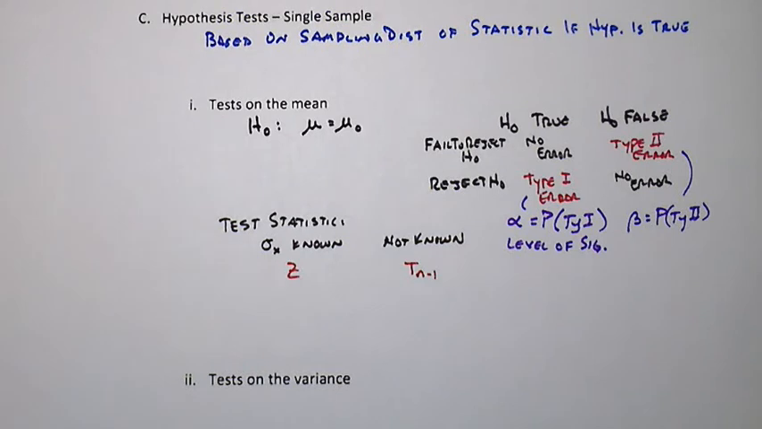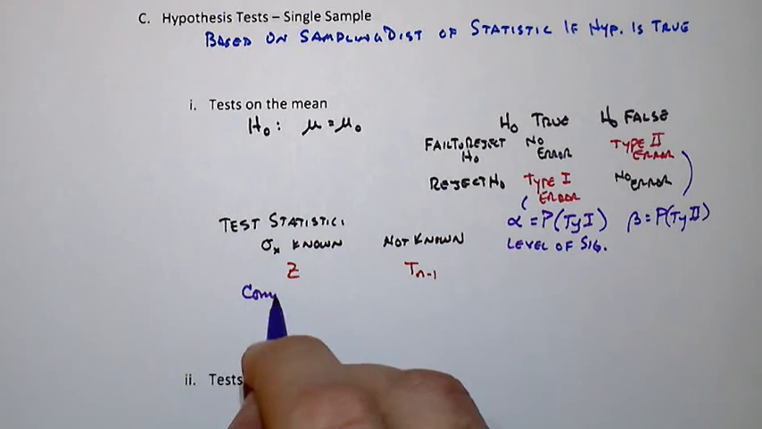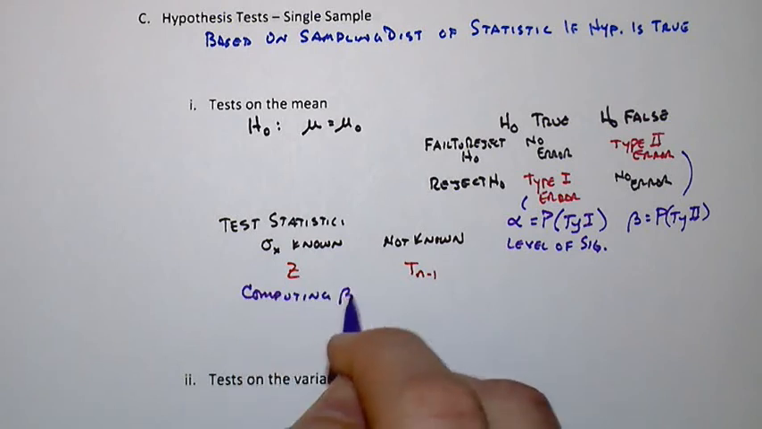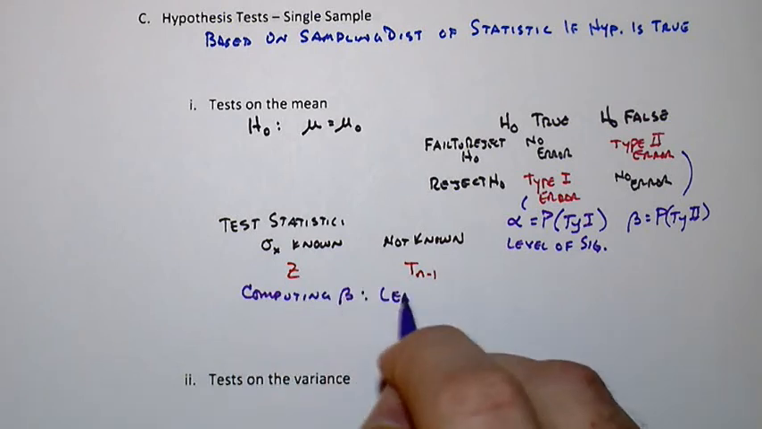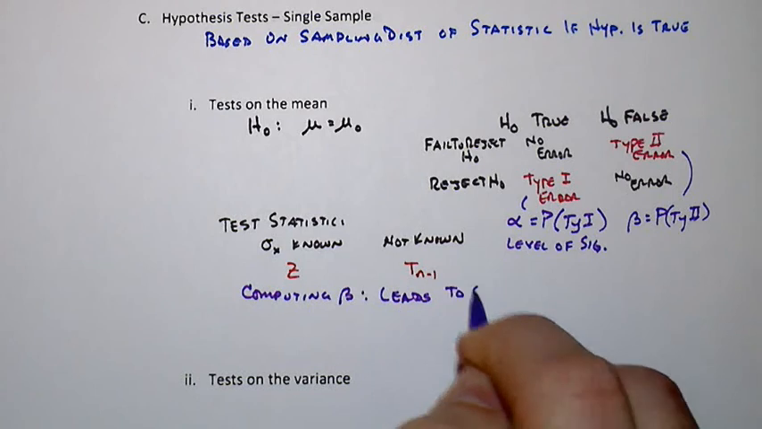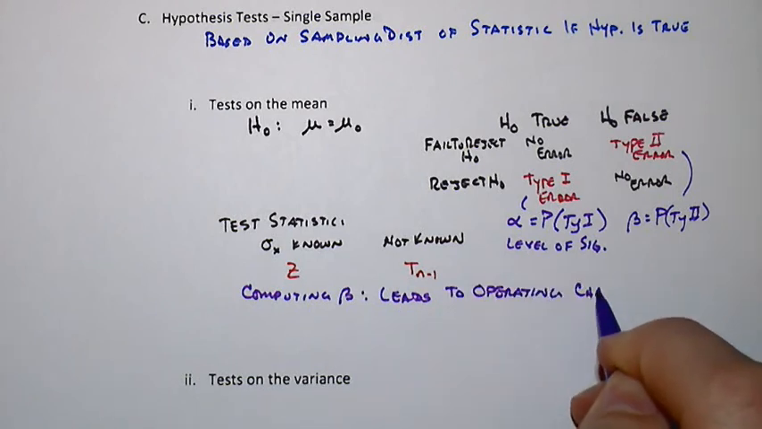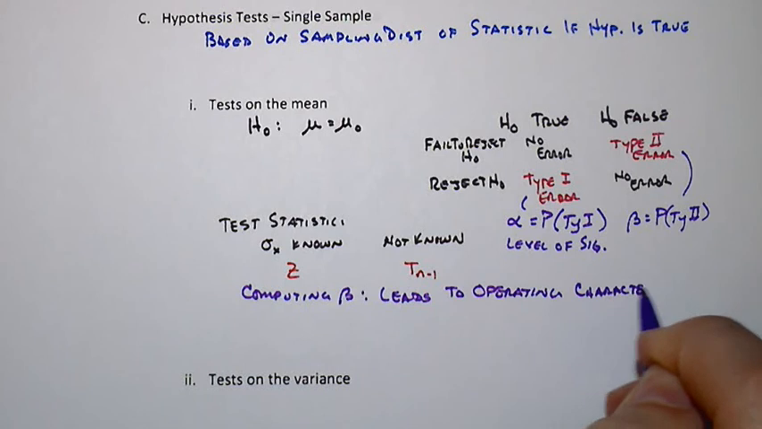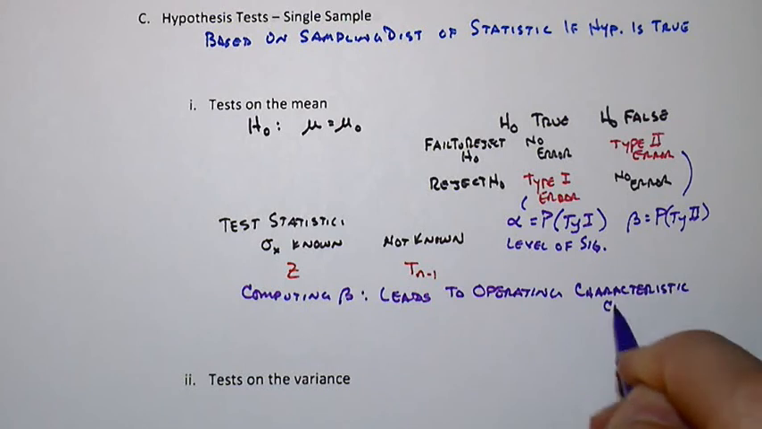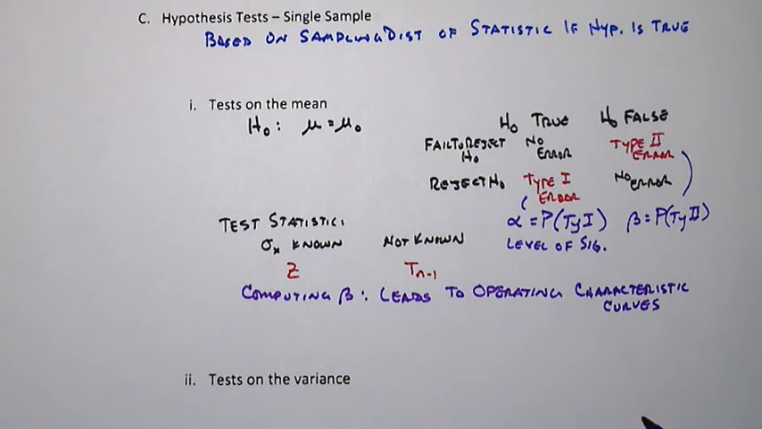Now, in terms of computing our beta, that leads us to the operating characteristic curves. And knowing those, we can actually do a design of the experiment to come up with what the sample size is for the combination of alpha and beta that we find is acceptable.